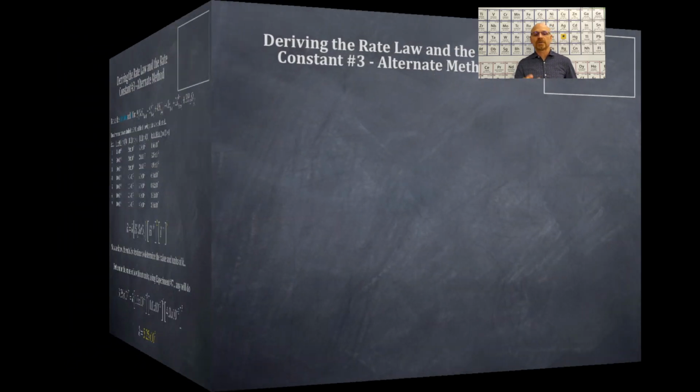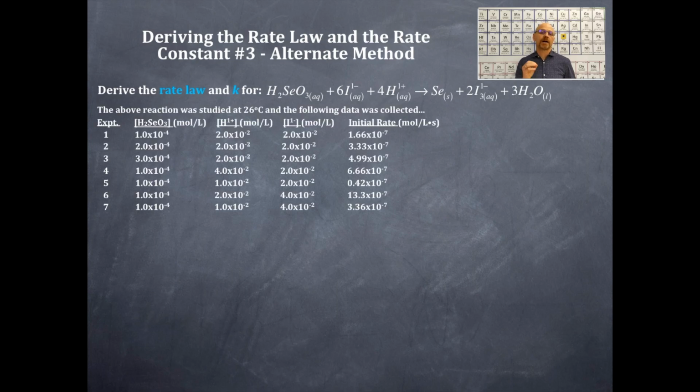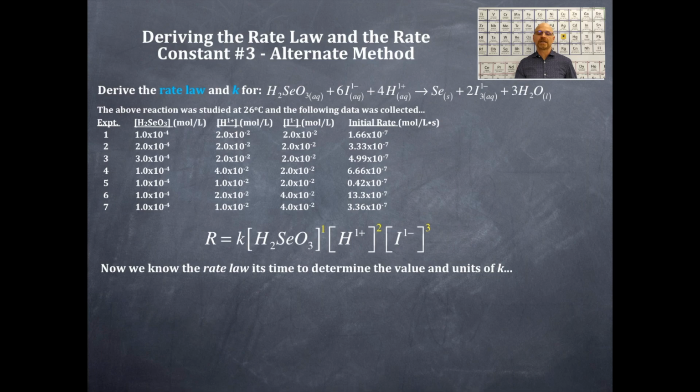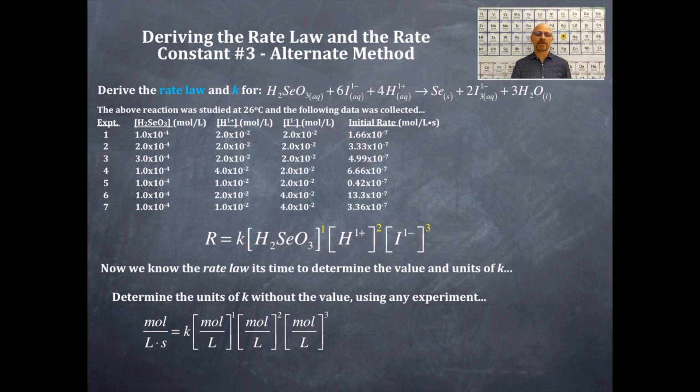Okay, now we have our data that we had before and our rate law that we had before. What we need to do now is derive the units for K, and then combine the K value and the K units together. So what I've done is I've used any experiment. It doesn't matter which experiment, they're all going to be the same. So I have now the units for k absent of the numeric value.